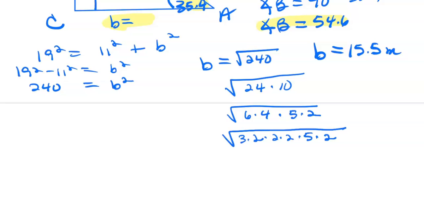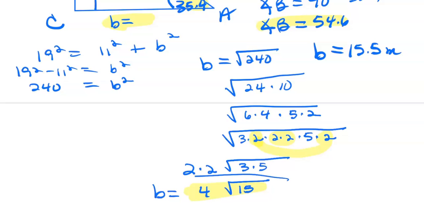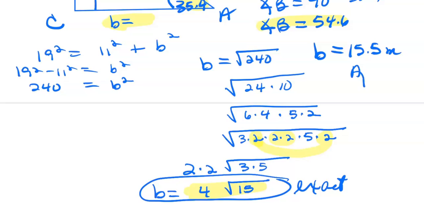Okay, what do I do to simplify radicals? Find your pairs. There's a pair of 2's, and here's another pair of 2's. Bring your pairs out as singles. Look what's left inside. Multiply what's outside. Multiply what's inside. That is your exact answer. So this is exact. And this is approximate. So be careful about what we're asking for.